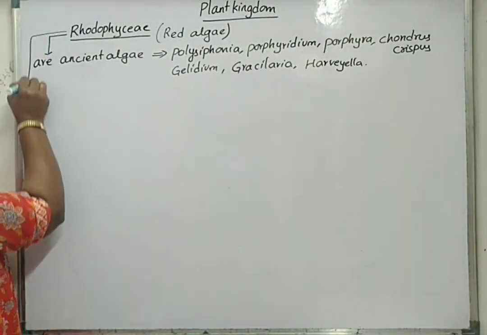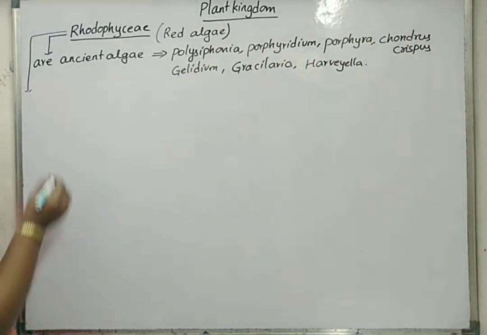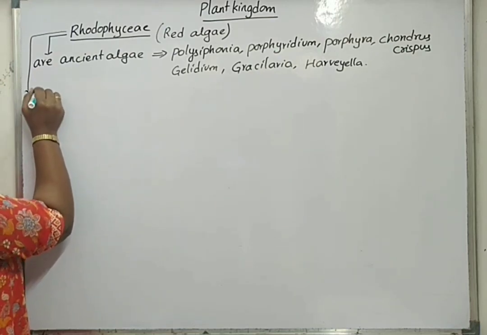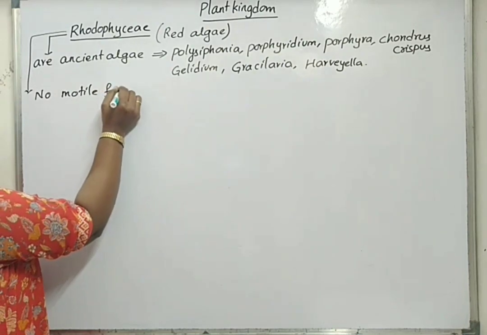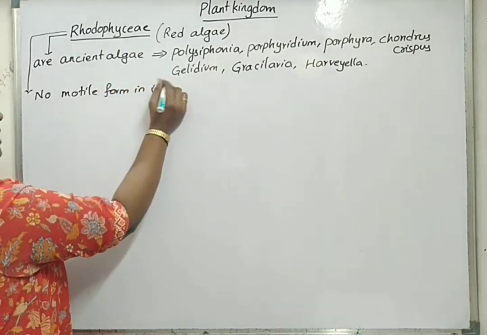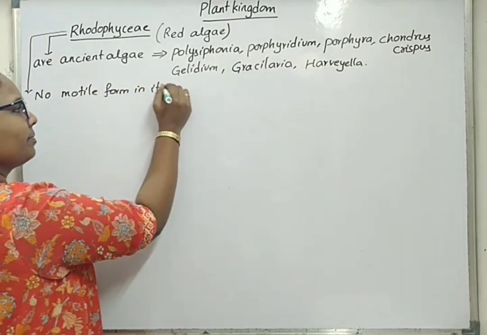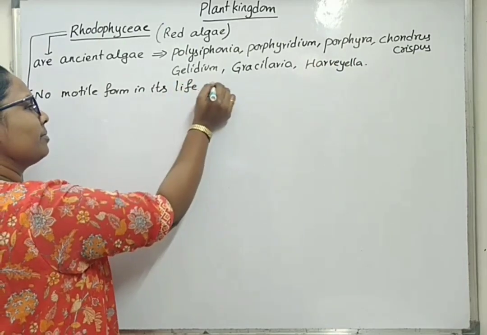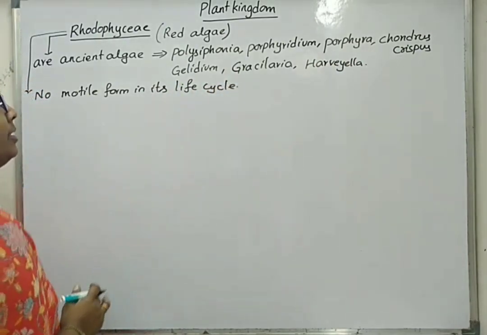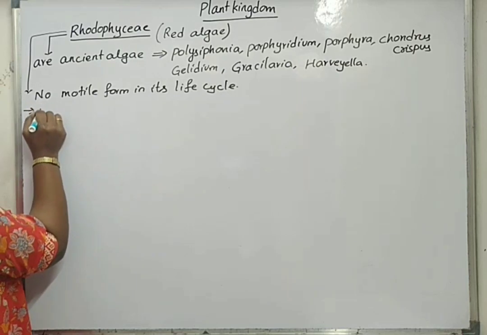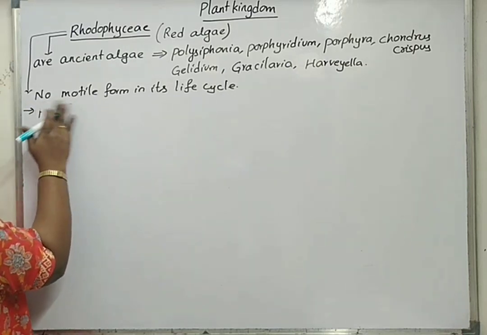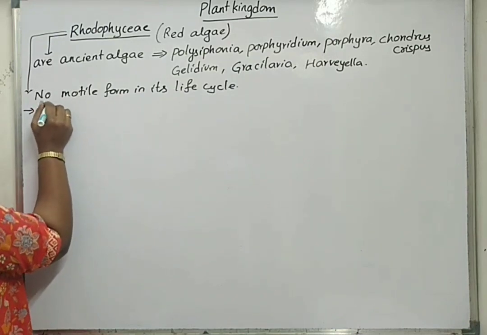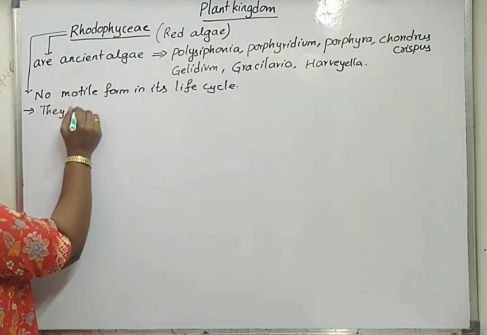These Rhodophyceae members have no motile form in their life cycle or in their lifetime. Before going into pigments, we will see habitat. They live purely in marine water.